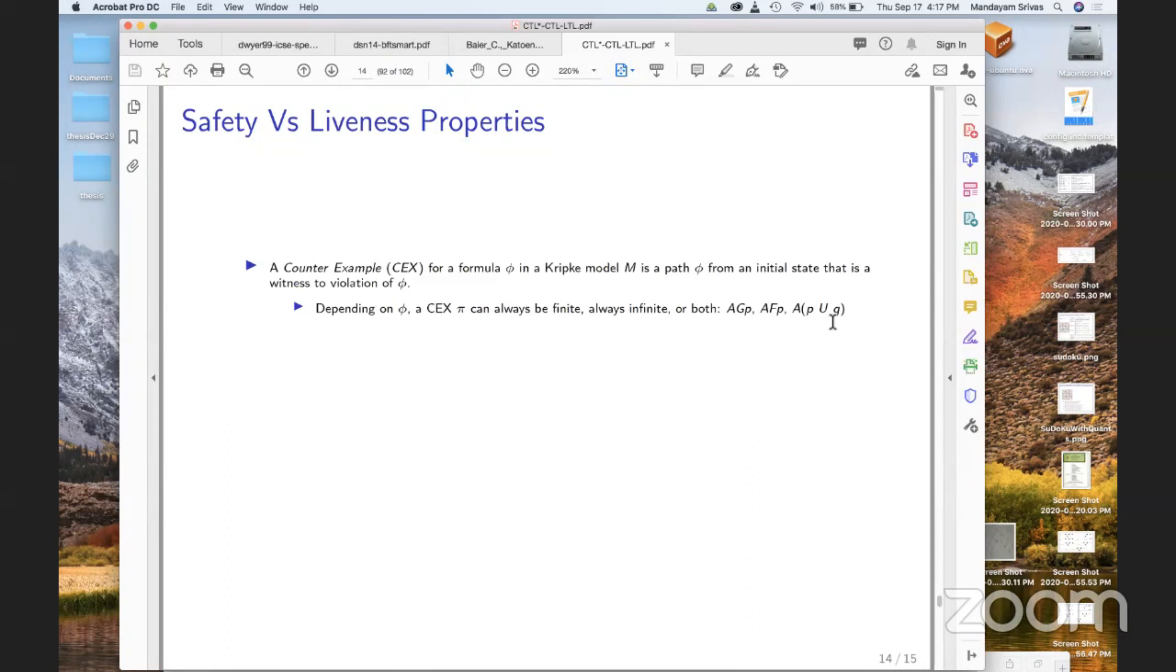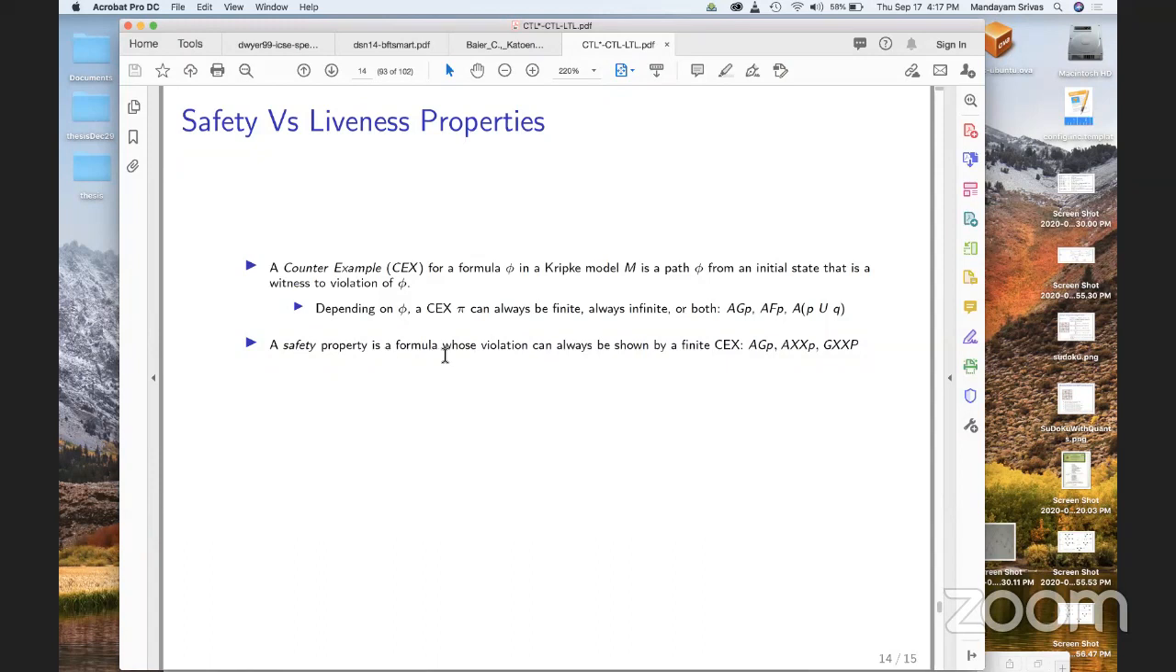And if Q never holds good, ever, that's also a violation, in which case that's an infinite path to that violation. So you can see, this can get a little bit more complicated as you nest these quantifiers in these formulas. But this is the criteria for defining safety versus liveness.